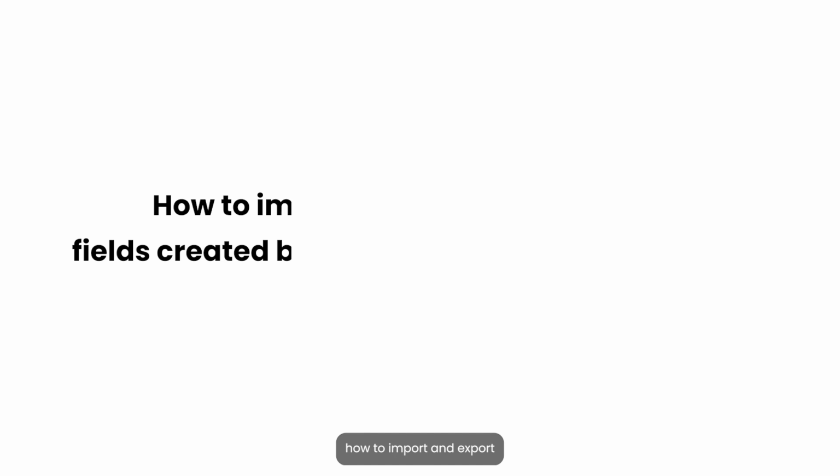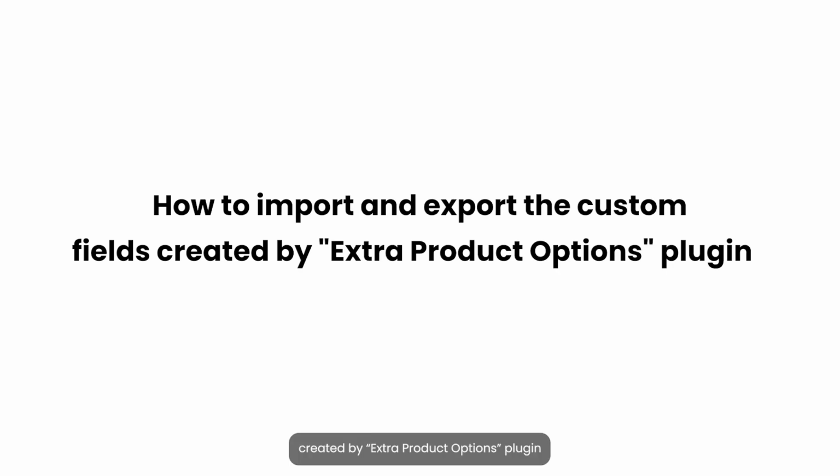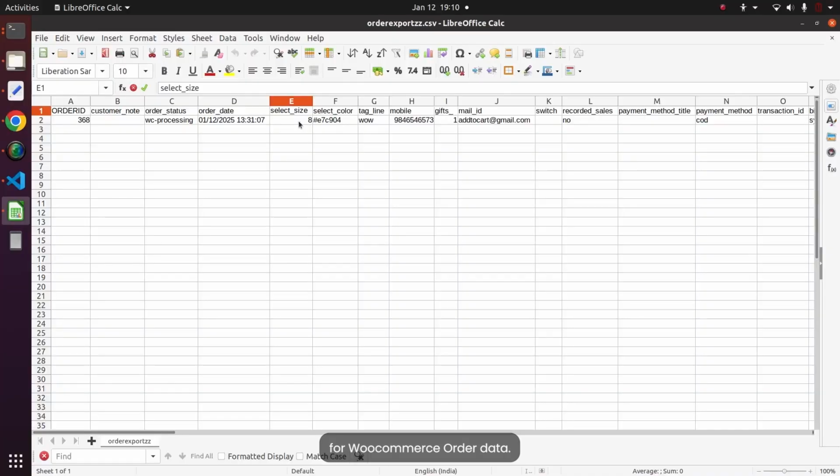Here we are going to see how to import and export the custom fields created by Extra Product Options plugin for WooCommerce order data. Let's prepare the CSV file first. Here I am adding some fields like size, color, and number fields.